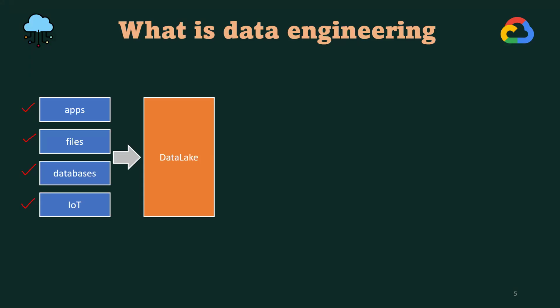Okay, so you have these applications coming from multiple data sources, applications, files, databases, and IoT. We try to extract the data from these data sources and put it into one single layer called a data lake, where we actually store the data. This is the layer where we get the data from these multiple data sources, extract it, and store it in a single layer called the data lake.